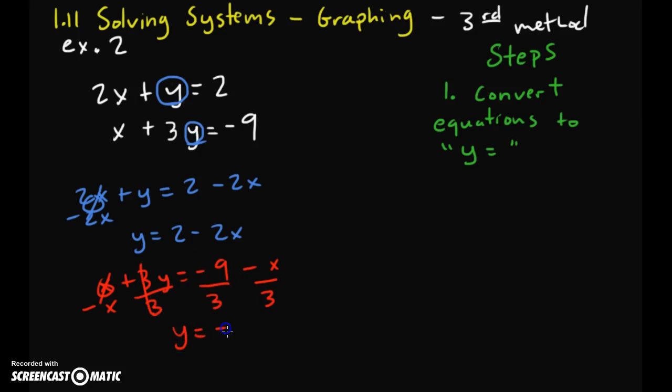I'm not going to simplify any of the fractions. I'm just going to leave it like this: -9 divided by 3, minus x divided by 3. So we've converted both of these into y equals.